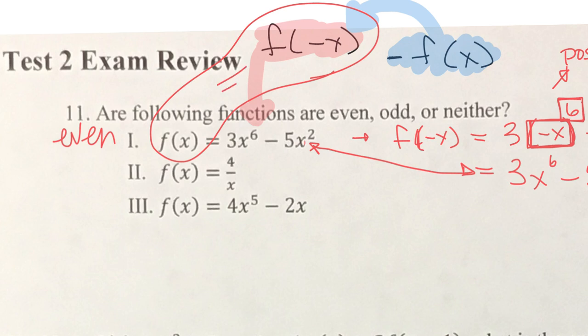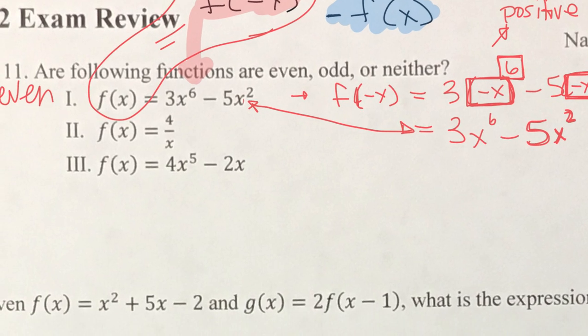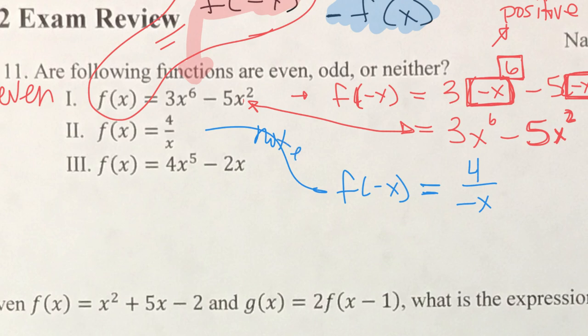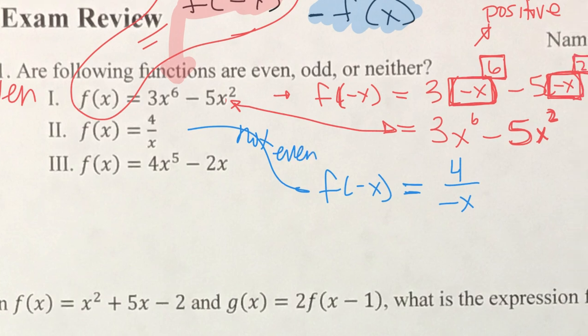Even. Okay, let's look at the second one here. Let's first test for even. What happens when I replace x with negative x? I get 4 over negative x, okay, which is not the same as your original, which is 4 over positive x. So in other words, this is not even because those two are not the same.